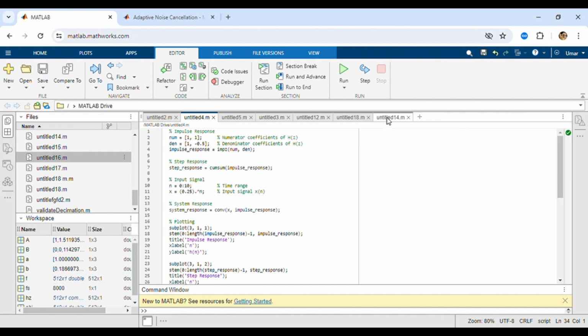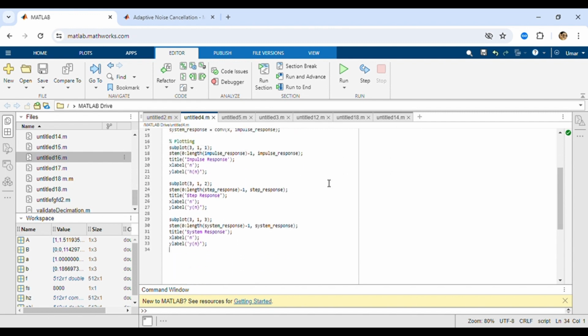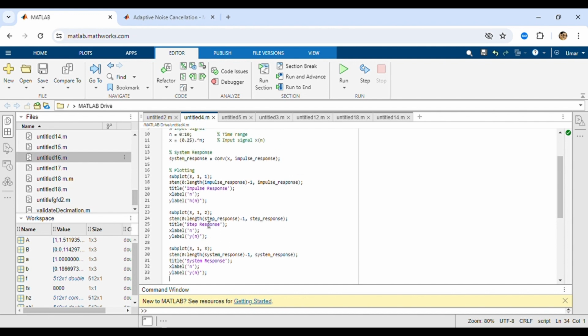In this task we are given the numerator, which is 1 1, and the denominator 1 and minus 0.5. This is the transfer function which is given. We are going to find the impulse response, step response, and the system response. We have the input signal which is varying from 0 to 10, and then we are plotting its result. First we are plotting the impulse response, then we are plotting step response, and at the end we are plotting system response. We are using the subplots command here. So the purpose of subplot is to plot all the graphs in one figure.